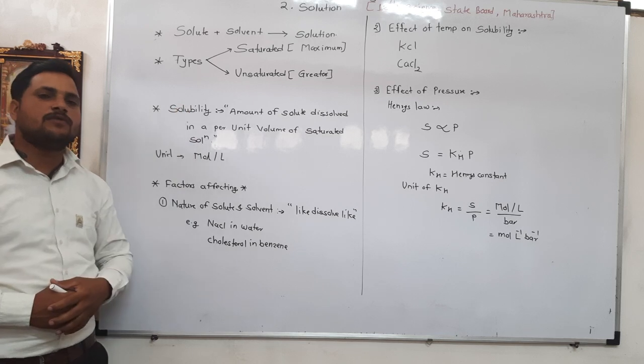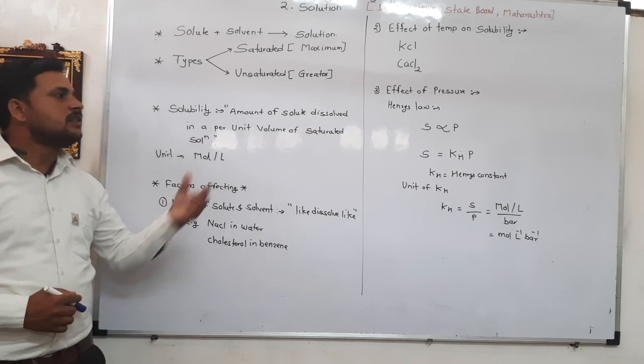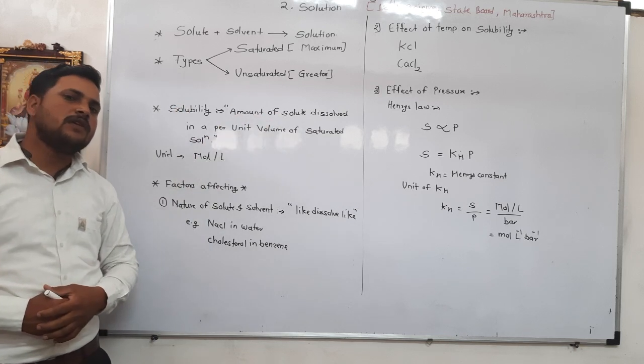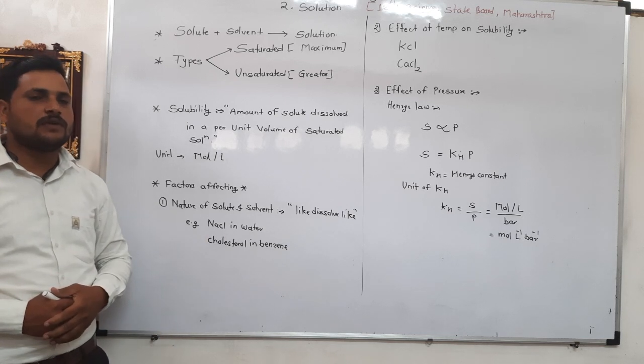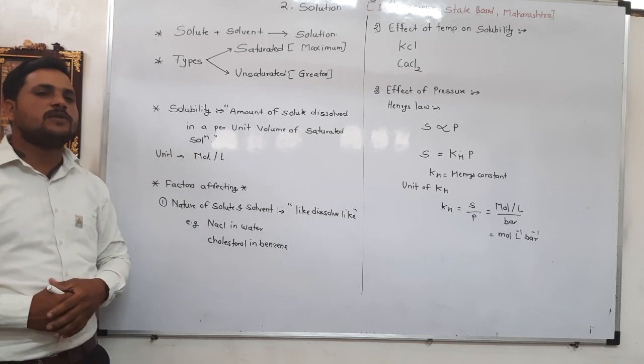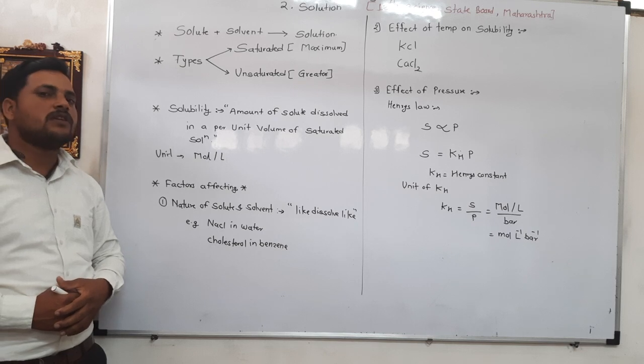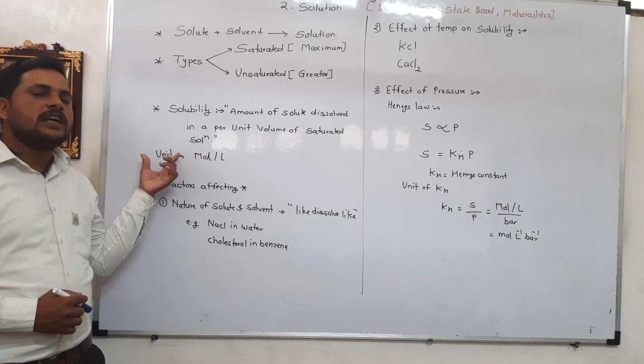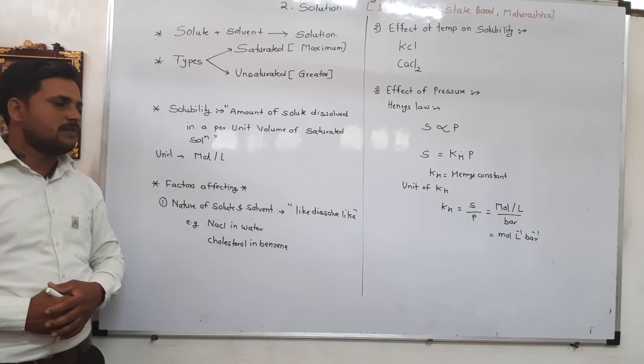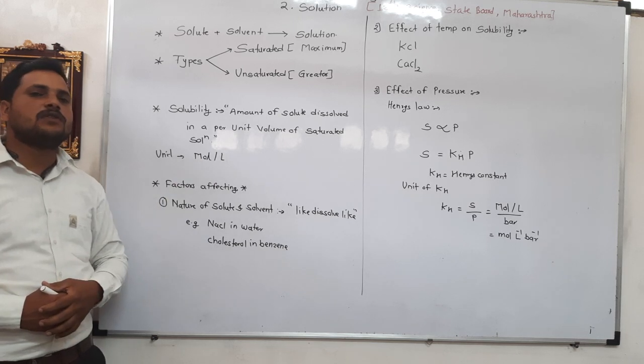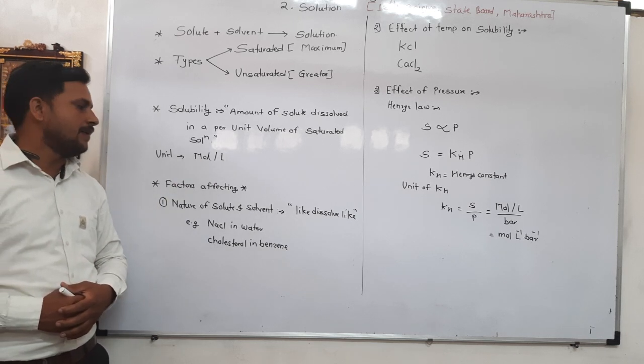Now the next point is what is meant by solubility. The amount of solute dissolved in a per unit volume of a solvent is known as the solubility of that compound or that component. It has unit mole per liter. Different compounds have different solubility in a particular solvent.